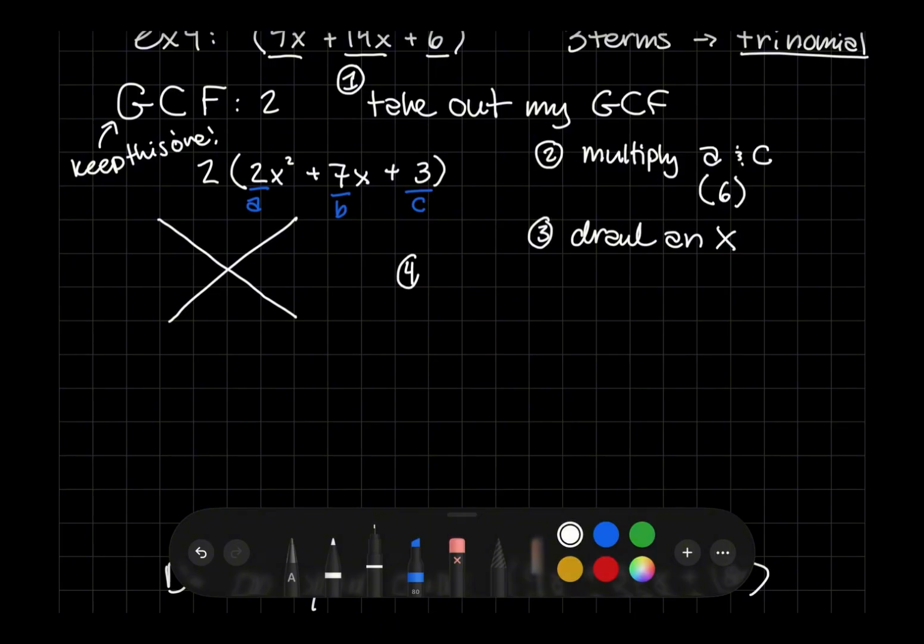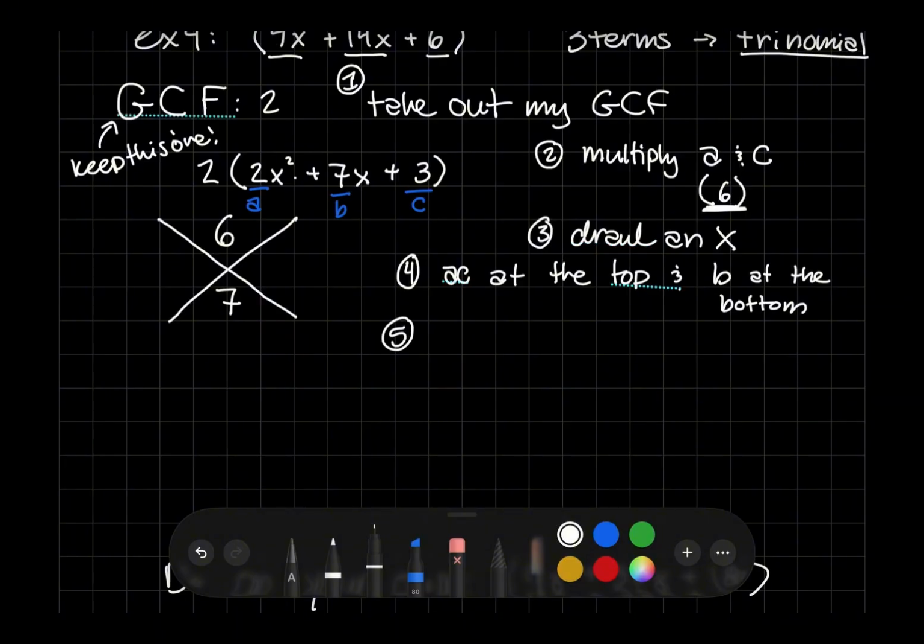Step 4 is to put my AC, which is 6, don't forget that, at the top. 6. And my B at the bottom. My B is once again just going to be that number, 7. Now, our job is to find what multiplies to my top and adds to my bottom. What multiplies to top and adds to bottom.